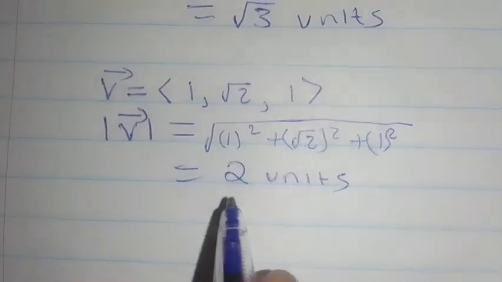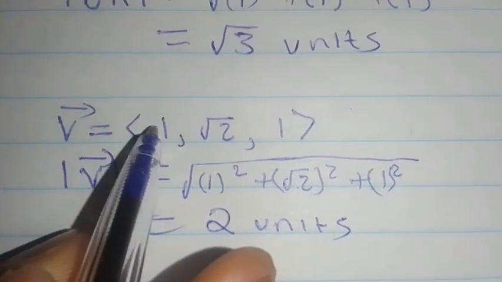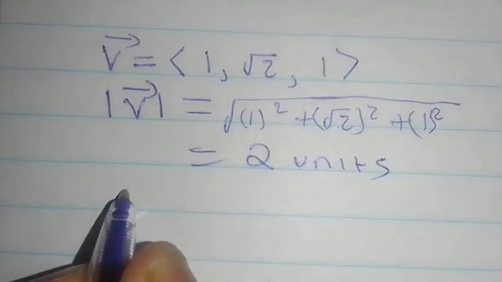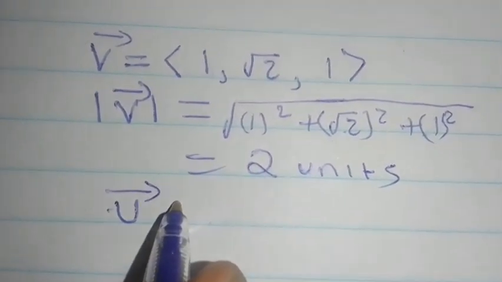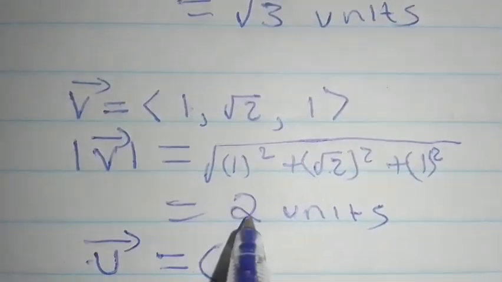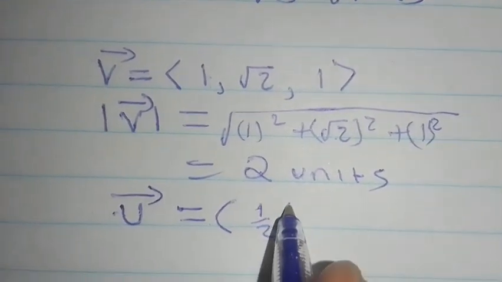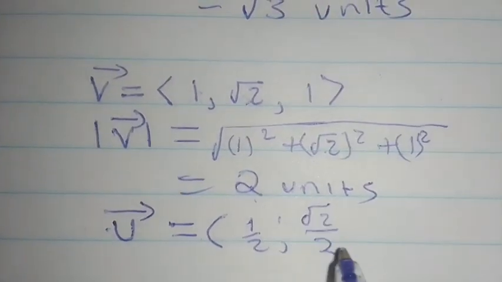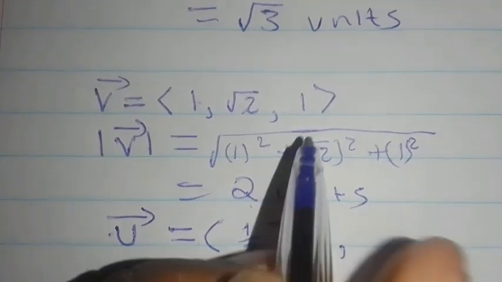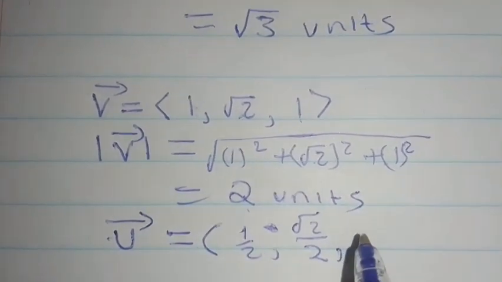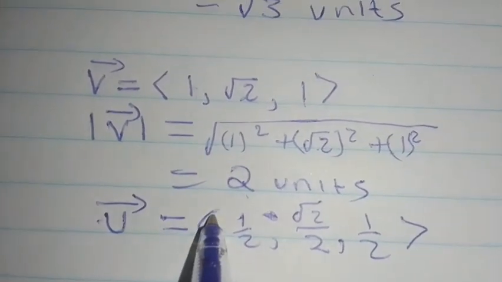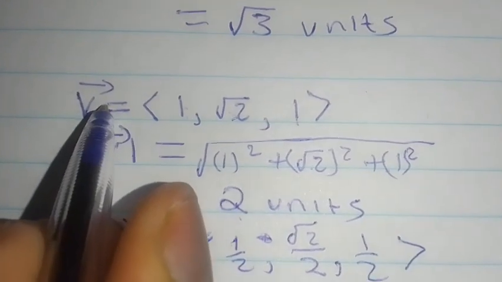so we want to have a unit vector from that. We're just going to divide every component here by the length of that vector. Let's say our unit vector is u. So 1 divided by 2 is just going to be a half. And root 2 divided by 2, we cannot simplify root 2, so it's just going to be root 2 over 2. And then 1 divided by 2 is going to be a half. That will be a unit vector in the same direction as v.